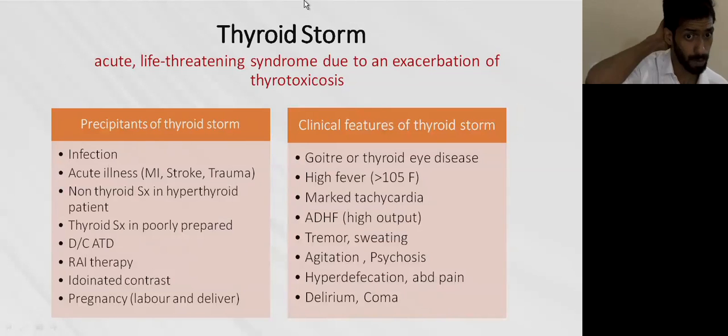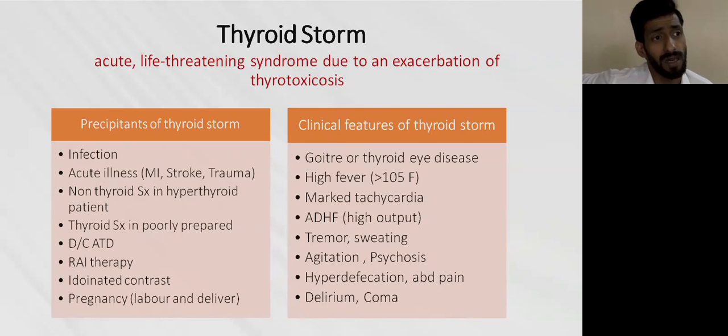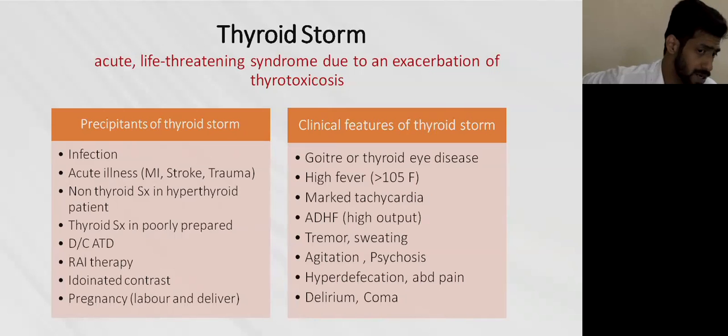Now, what is thyroid storm? An acute life-threatening syndrome due to an exacerbation of thyrotoxicosis. Usual precipitants are infections, acute illnesses like MI, strokes, a non-thyroid surgery in a hyperthyroid patient, somebody who is on anti-thyroid drug who discontinues, somebody who takes radioiodine therapy, iodinated contrast, etc.